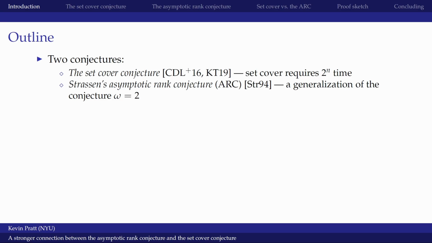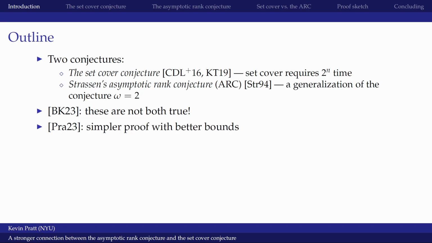After that, I'll introduce the asymptotic rank conjecture of Strassen. And this is a certain generalization of the conjecture that omega equals 2. Very informally, it says that degree 3 polynomials with a certain recursive structure can be evaluated efficiently. After that, I'll state the result of Björklund, Kaski, and myself. Björklund and Kaski show that these two conjectures cannot both be true, and then I gave a simpler proof of this fact with better quantitative bounds, and then I'll give you a sketch of my proof.